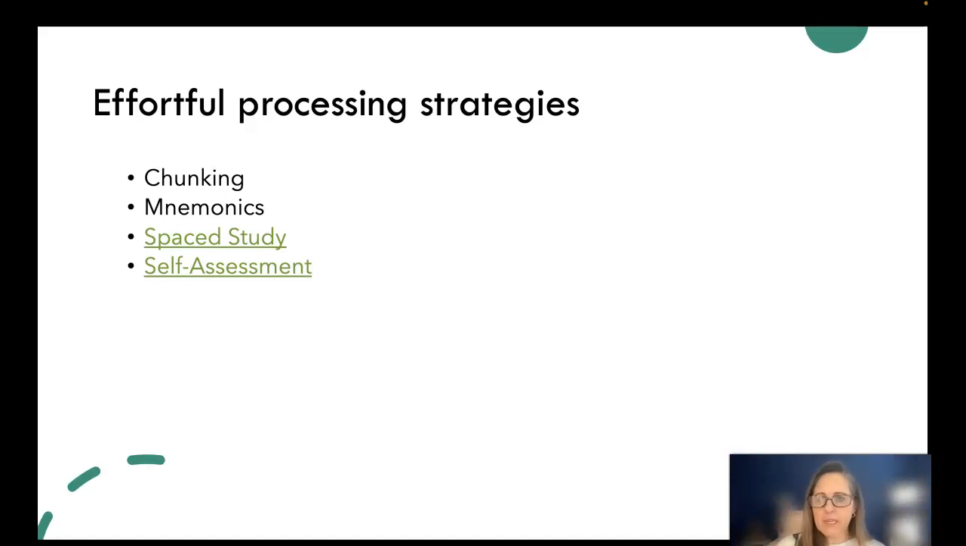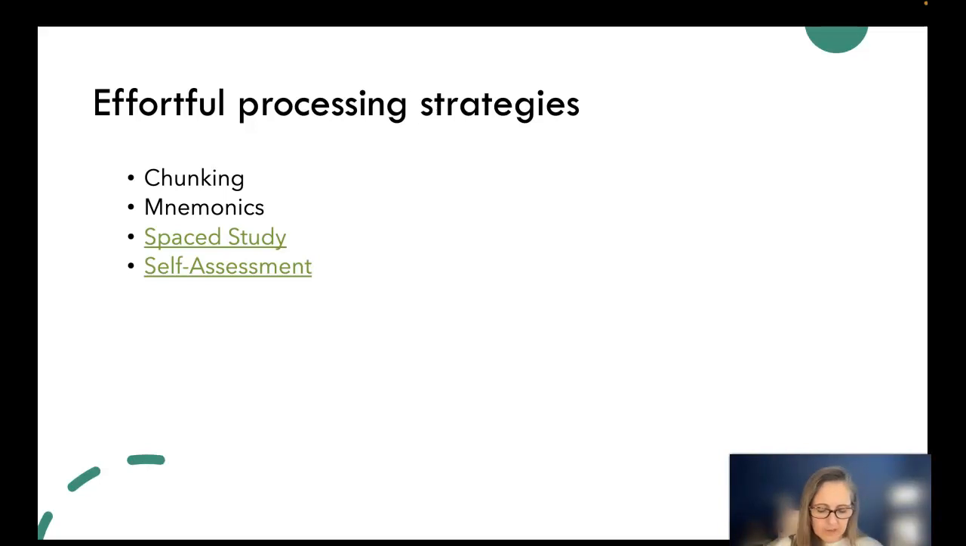A couple of other techniques, a couple of other mnemonics, are what we call the method of loci and the peg word system. And if you'll take a look at the resources I have for you in the memory section in Moodle, you'll see links to websites that give you a little bit more information about those two sources. So you can take a look at those there.